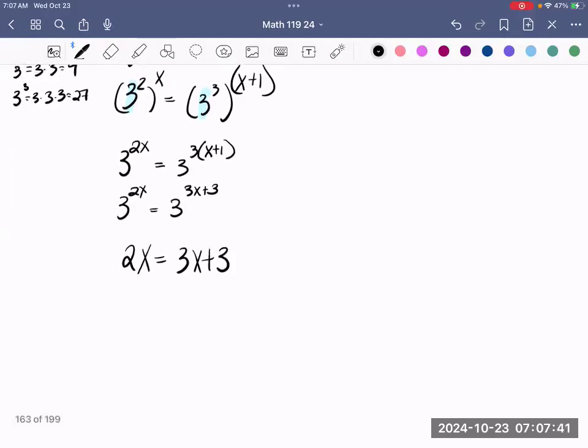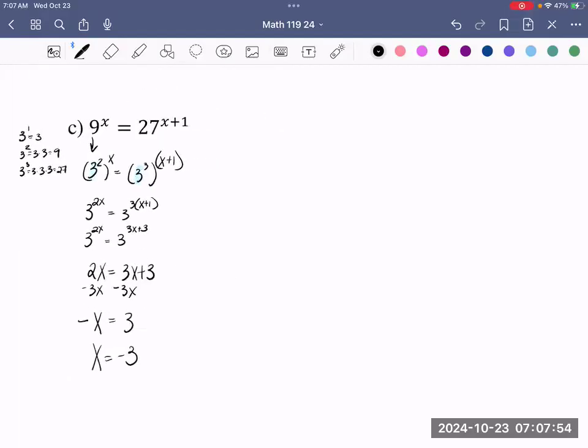And now let's go ahead and start to solve. So solving, we might want to consider bringing 3x over. So we're left with negative x is equal to 3. Therefore, x is equal to negative 3. And again, let's check. When x is equal to negative 3, we have 9 to the negative 3 is equal to 27 to the negative 3 plus 1.